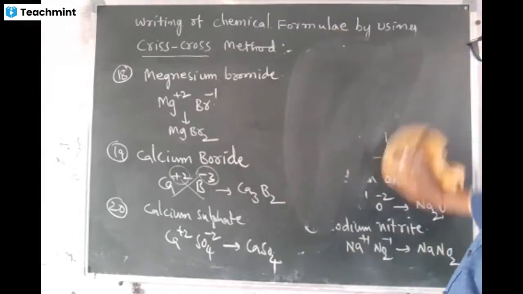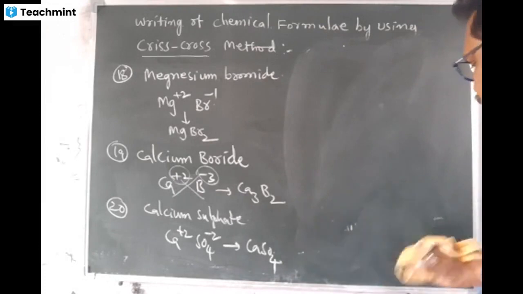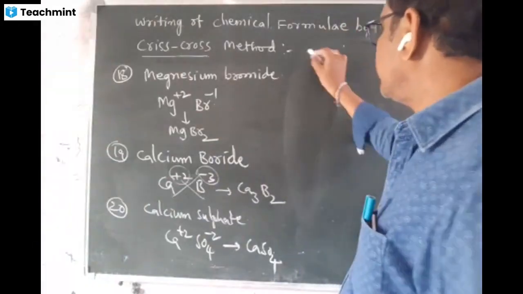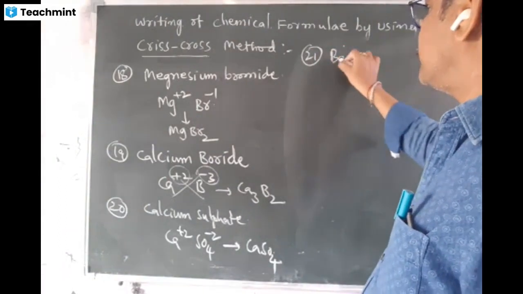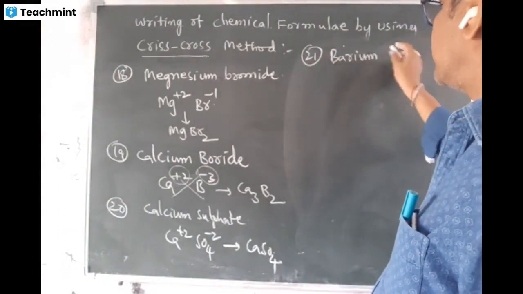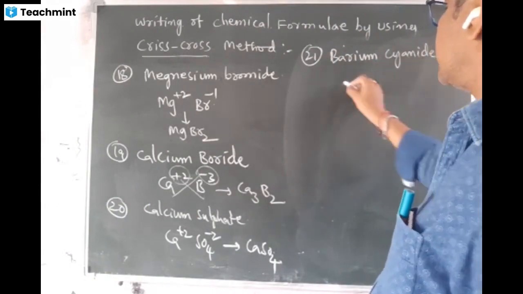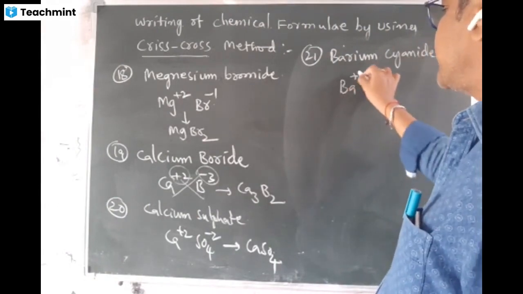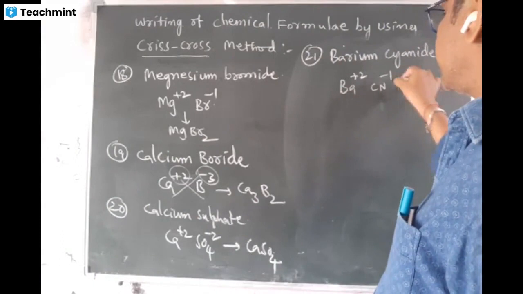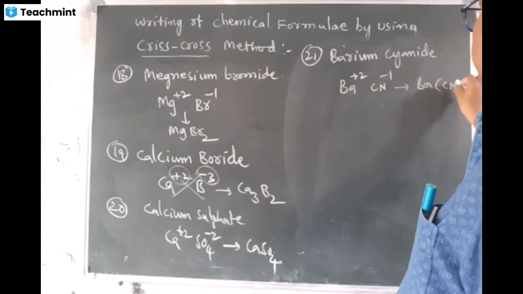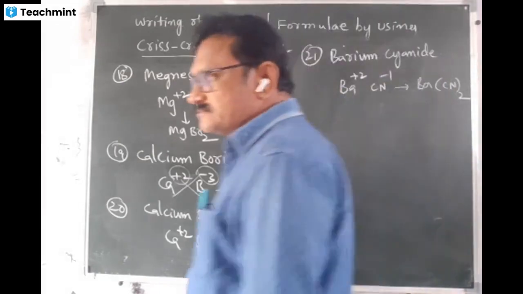21. Then you want to write the formula for barium cyanide. Barium cyanide. So what is the formula of barium cyanide? Ba plus 2, CN minus 1. Then the formula becomes Ba(CN) taken twice. That is barium cyanide.